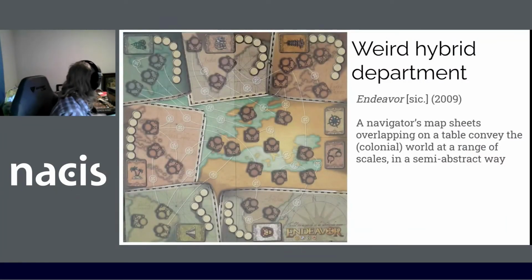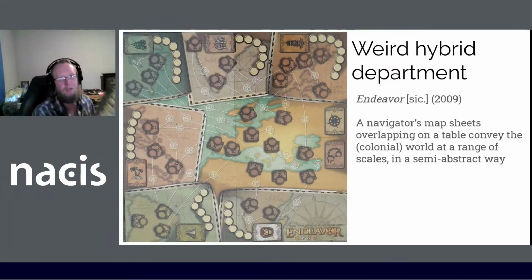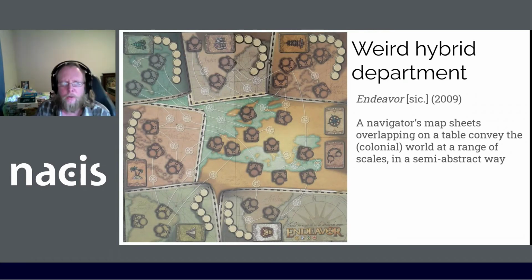So this is Endeavor, the game I happen to have behind me. I have the old first edition. There's a new edition out now. It's sort of this weird hybrid where a navigator's map sheets are overlapping on a table to convey very explicitly the colonial world at a range of scales in a semi-abstract way. And this shows how places get reduced to spaces that interconnect along defined vertices with other spaces in order to exert control, model trade, and the like.